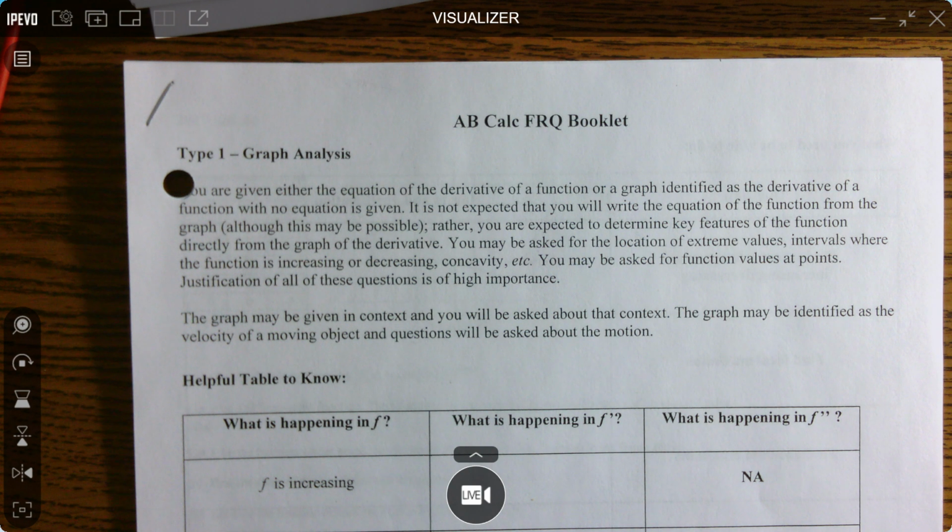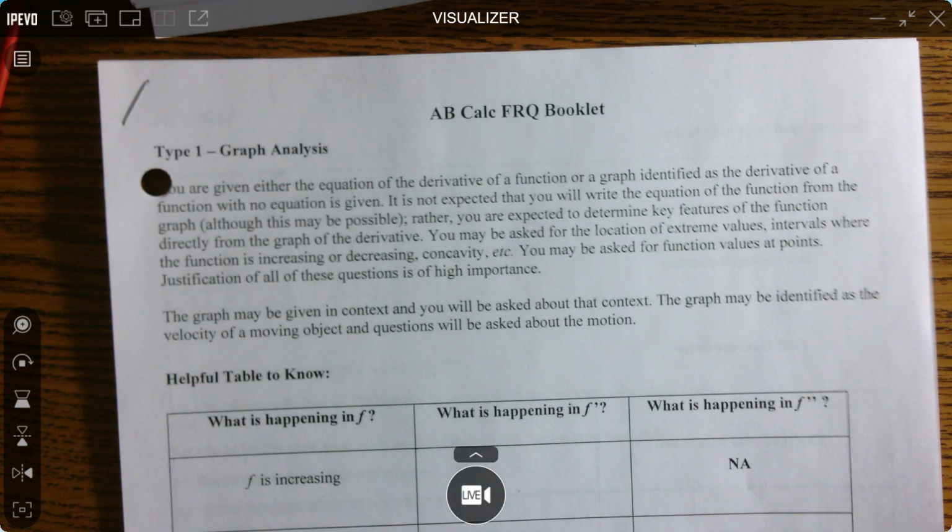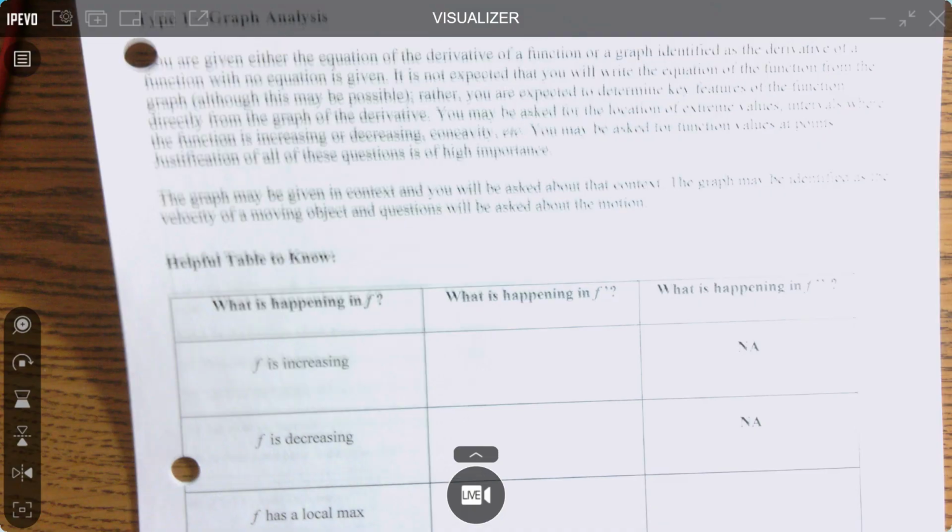So if you haven't already grabbed this packet, this is the advice on a graph analysis problem. That's what the free response is going to be like tomorrow, Friday, when we do the first try, second try. Little explanation there. I know you can read, so I'm going to let you do that, and then I'm going to move this around as we fill it out.